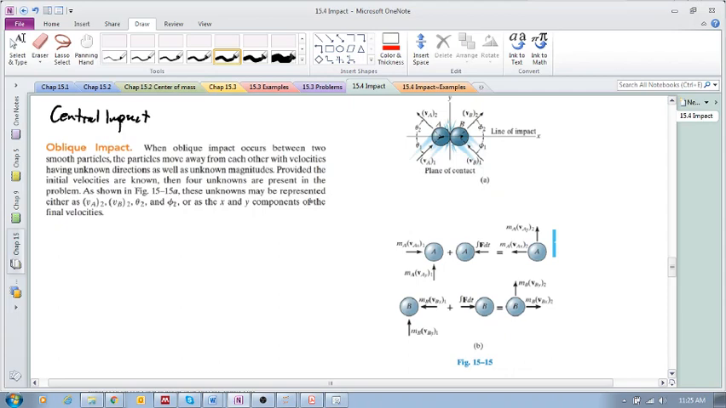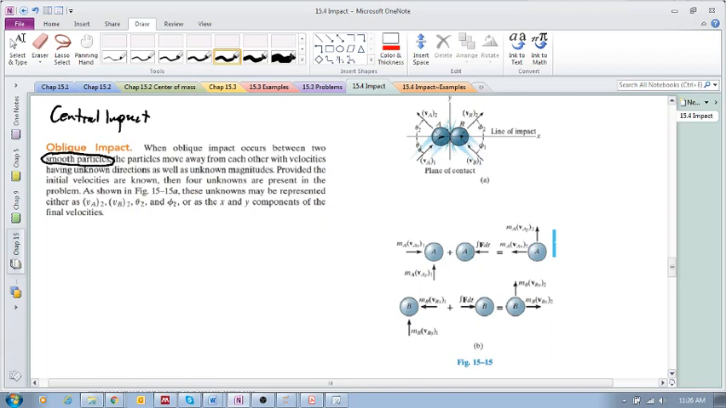Now, how do we analyze this? The next thing that I want you to pick up is that our assumption is that these are smooth particles. That is very, very important, so take that into account. I'll get back to that in a minute. Just take note of that.